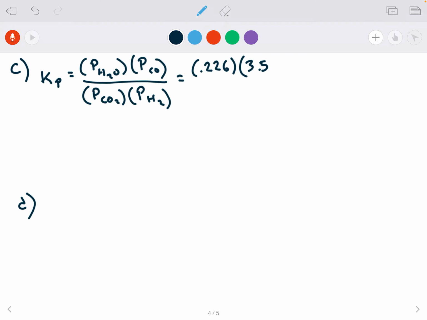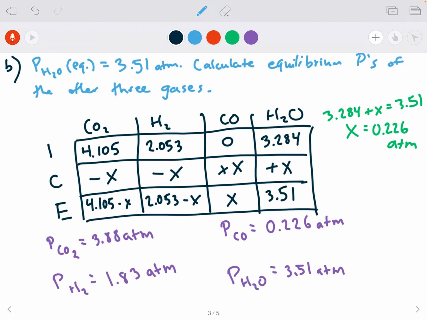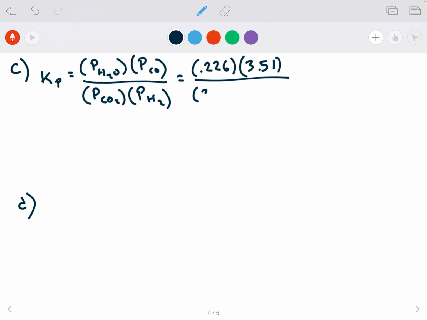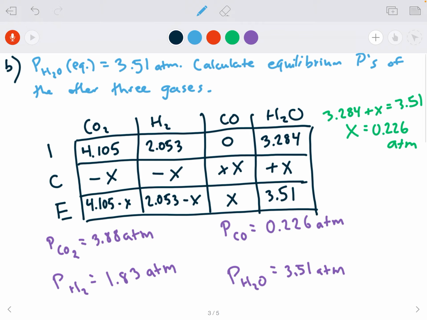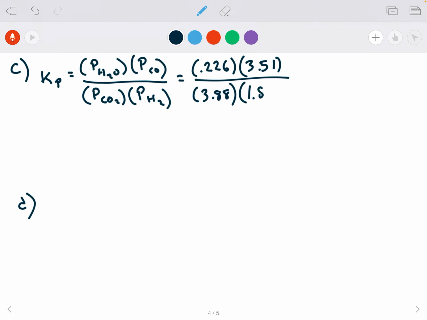H2O is 3.51 over CO2, 3.88, and then 1.83 for H2. And sorry, I have to keep going back between the screens, but this is a long problem and there's not enough room on each of these pages to complete the entire problem.